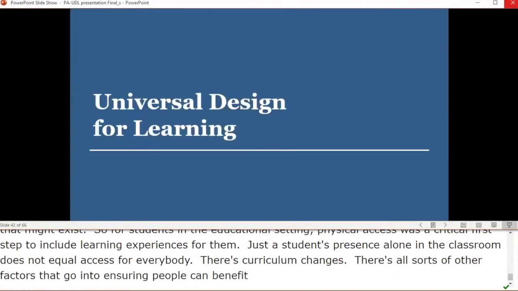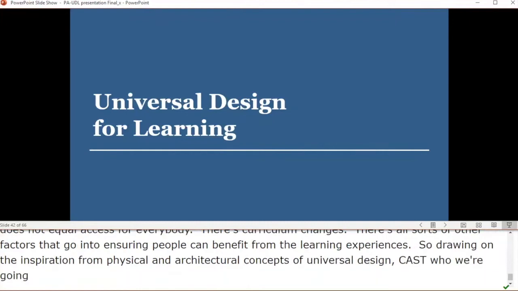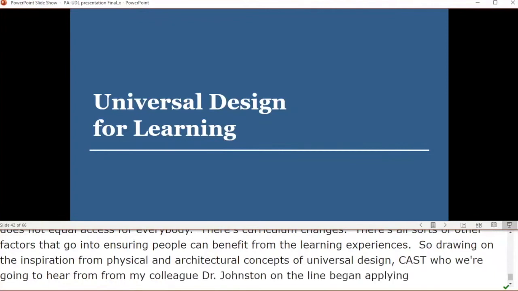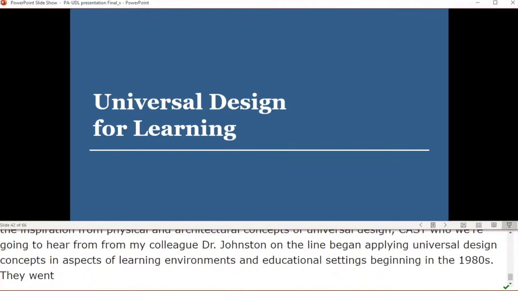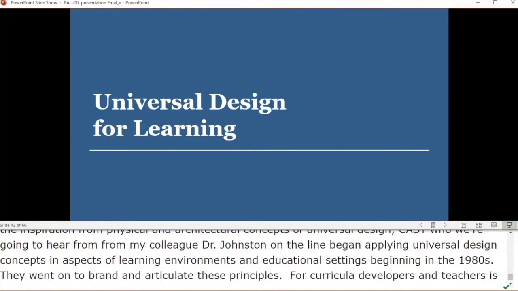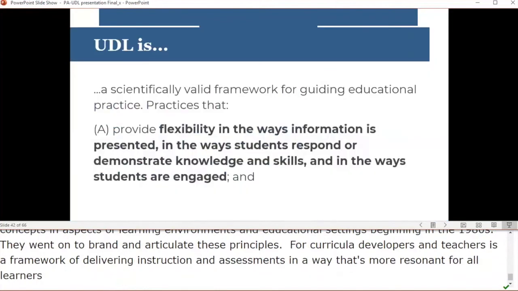And so drawing on the inspiration from physical and architectural concepts of universal design, CAST, who we're going to hear from directly after, from my colleague Dr. Johnson on the line, began applying universal design concepts to aspects in learning environments and educational settings beginning in the 1980s. And they went on to brand and define and articulate these principles. So for educators and curriculum developers, researchers, parents, UDL is a framework for transmitting information and delivering instruction and assessments in a way that's more resonant for all learners. It's one that proactively accommodates different styles of learning.